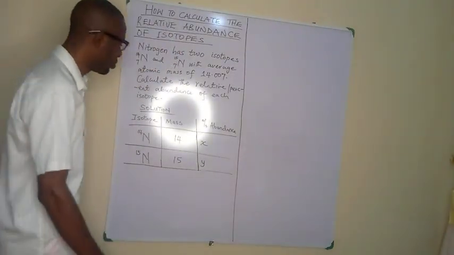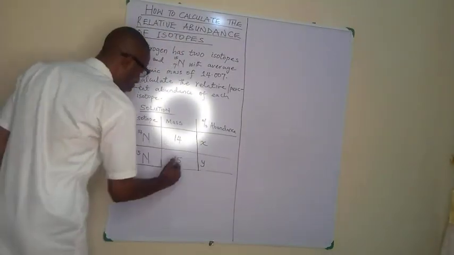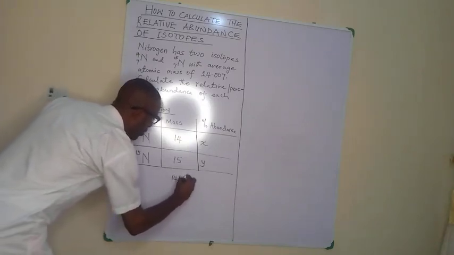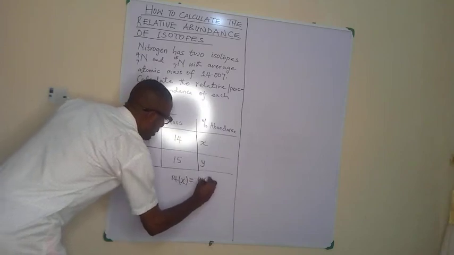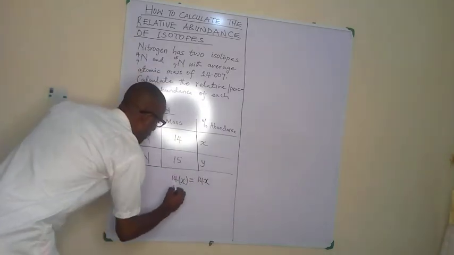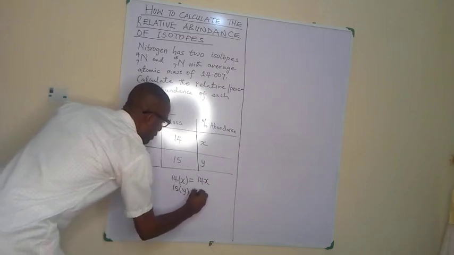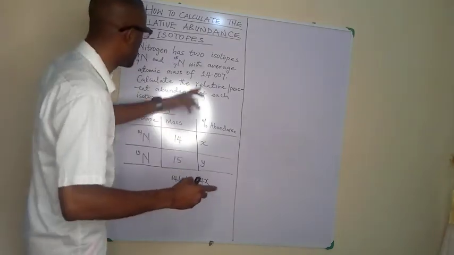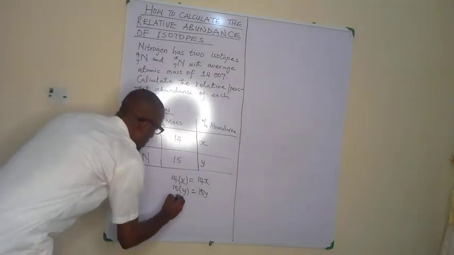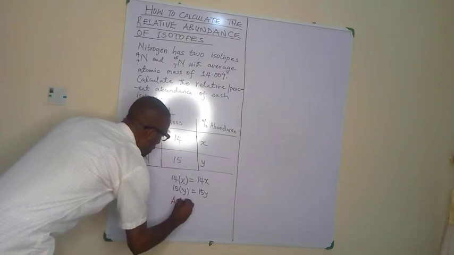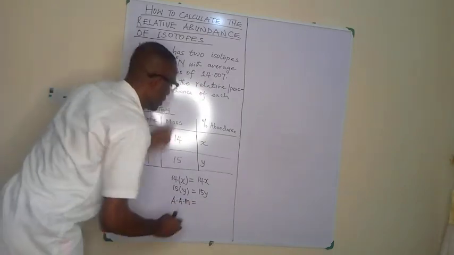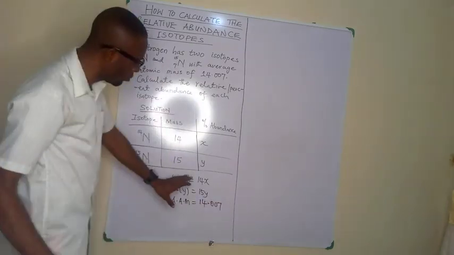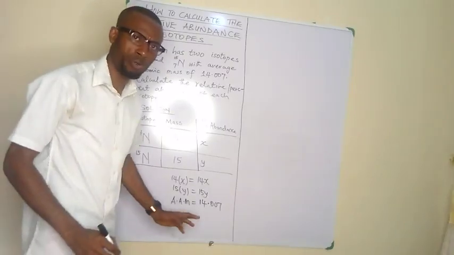The next thing we're going to do is say 14 into X. 14 into X is equal to 14X. 15 into Y. 15 into Y is equal to 15Y. Okay? Then, from the information we are given, the average atomic mass we are given is 14.007. We're going to change this information we have generated into a linear equation.